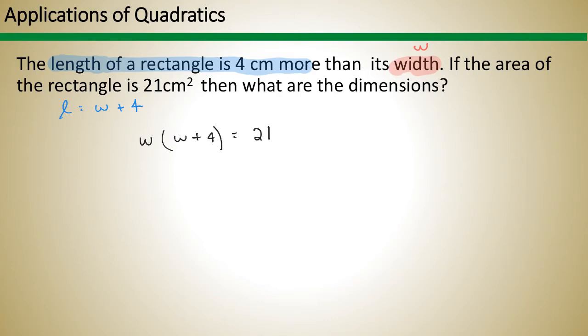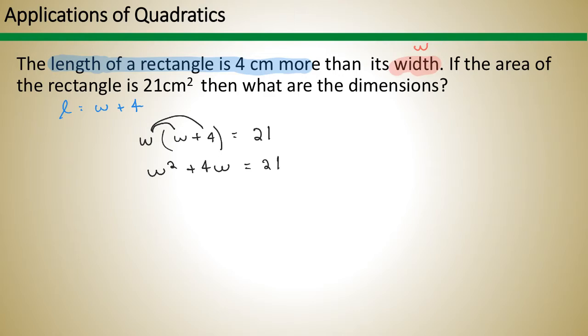and when I multiply those things together, I get 21. Now, in order to solve this, let's get rid of our parentheses and get it in standard form. First I'm going to distribute this W, and that gives me W squared plus 4W is equal to 21. From here, I can either try to factor it or solve by completing the square. I'm going to solve by factoring, because I think that's going to be the easiest way.